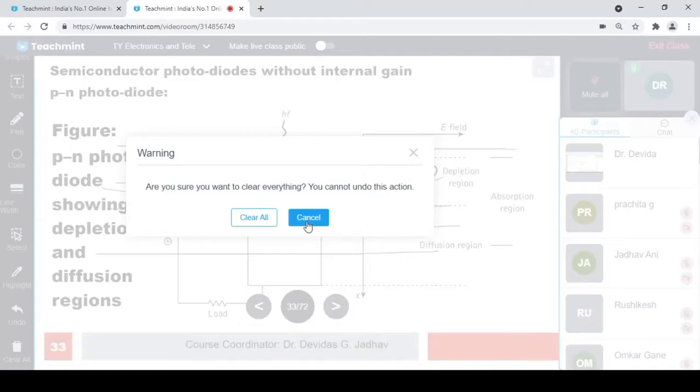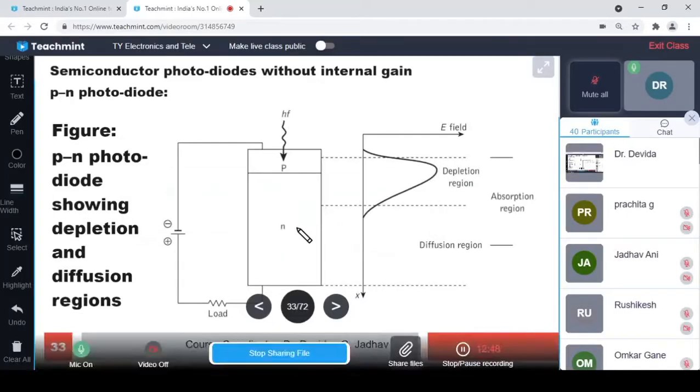Then this is the PN photodiode. P region, N region, reverse bias along with the load is connected. With reverse bias, it will generate the depletion region, and it will have the diffusion region also. The absorption region covers some depletion region and some diffusion region. A photon absorbed in the depletion region creates a faster current. A photon absorbed in the diffusion region creates a slower current.